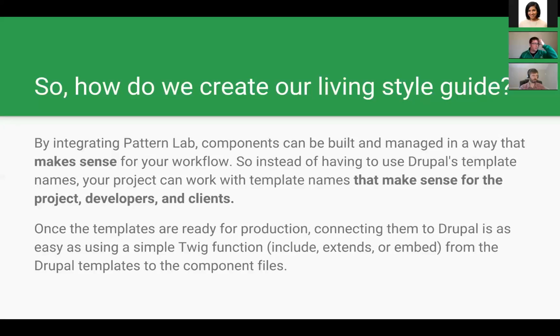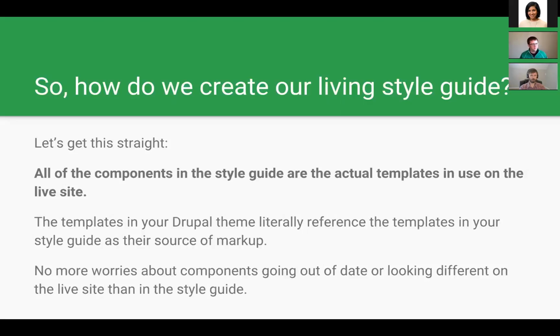And then once the templates are ready for production, connecting to Drupal is as easy as using a Twig function, like an include, extends, or embed from the Drupal template to the component files. So I don't want to gloss over that. All of the components in the living style guide are the actual templates in use on the live site. You don't copy from your style guide into the Drupal site. You literally use the components that you've created in your style guide on your live site. You'll see how it works in a minute, but it's the exact same thing. Which means, like it says here at the bottom, you don't have to worry about components going out of date or looking different on the live site than in the style guide.